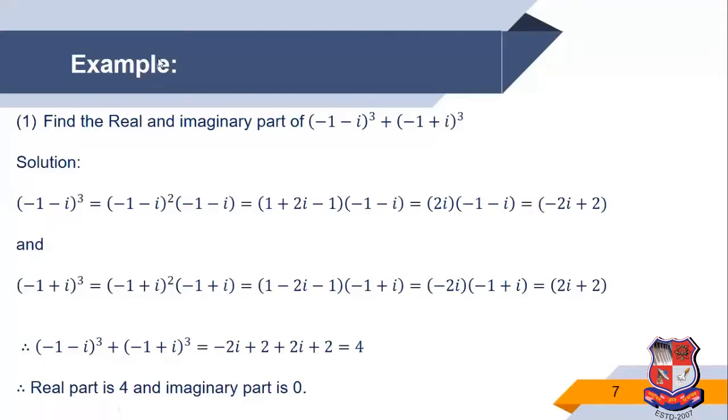So therefore the real part and imaginary part of the given complex number is nothing but -2i + 2 + 2i + 2. So this is equal to 4. So real part is 4, imaginary part is 0.